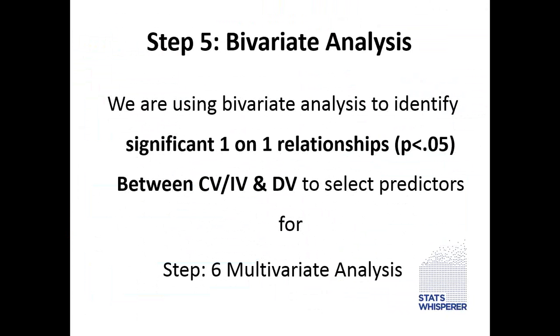But the big take-home message right now is that we're just testing the one-on-one relationships between the dependent variable and the predictors to see which predictors the dependent variable is associated with at a statistically significant level. And that's much easier to understand when we do it rather than say it, so now we're going to do it.